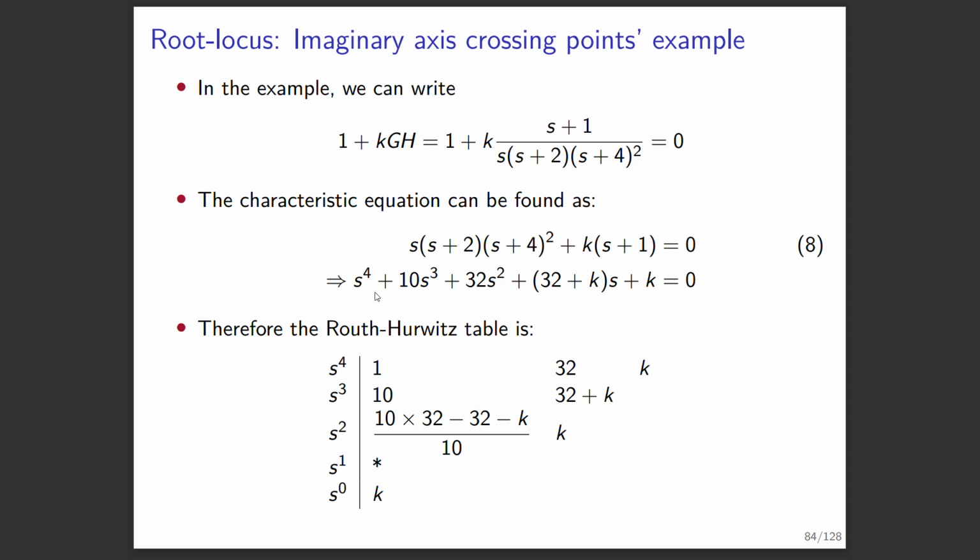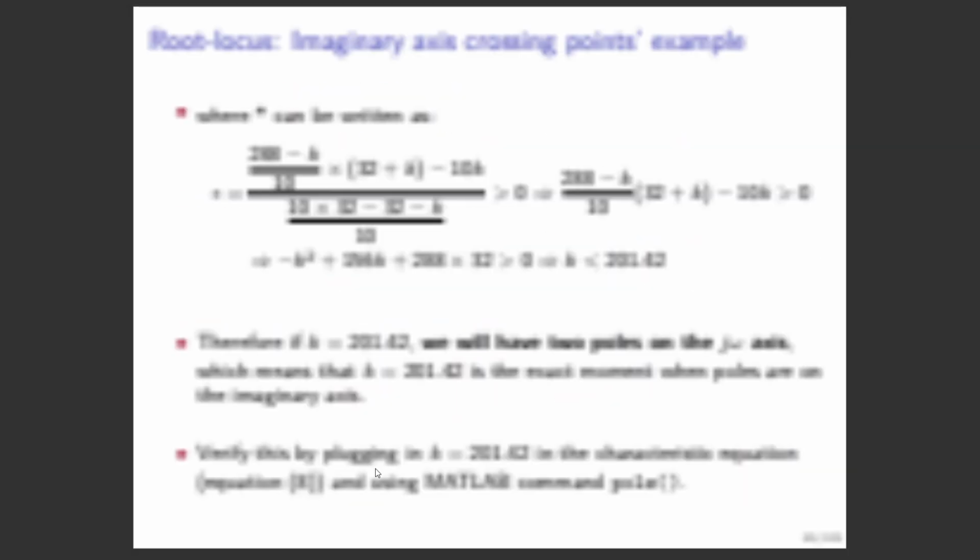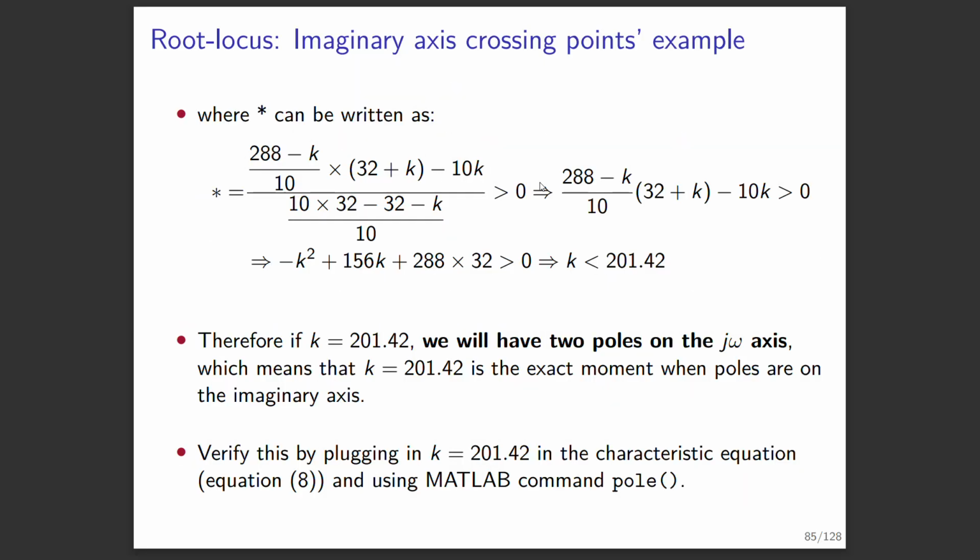If I expand it, I'm going to have s to the 4 plus 10s cubed plus 32s squared plus (32 plus k)s plus k. So I'm going to have 1, 32, k, and then 10, 32 plus k, and then I populate the table. I'm going to get this. When am I going to get an entire row of zeros? Well, this cannot be that line because it's going to have an entire row of zeros for k equals 0. How about the next line? There wasn't enough space, so I'm showing this with a star. So the star is this.